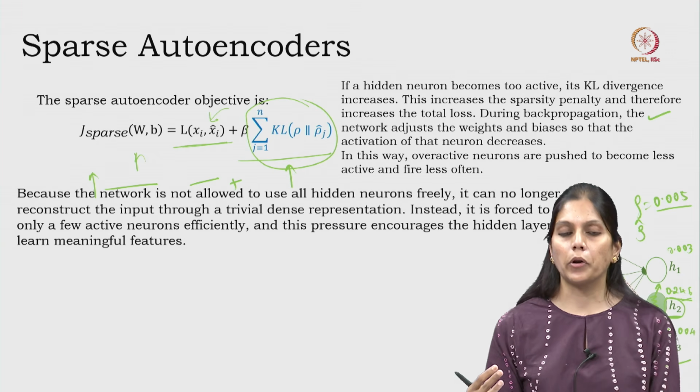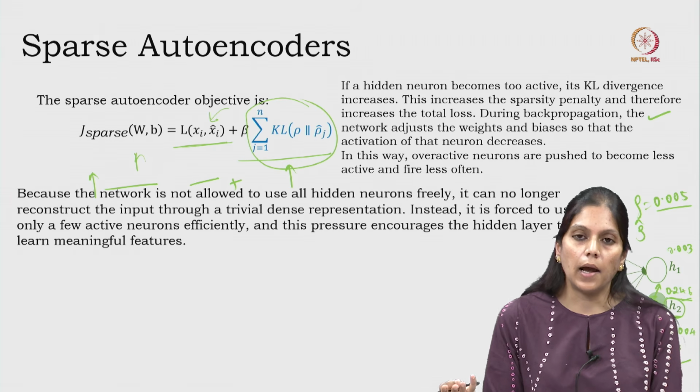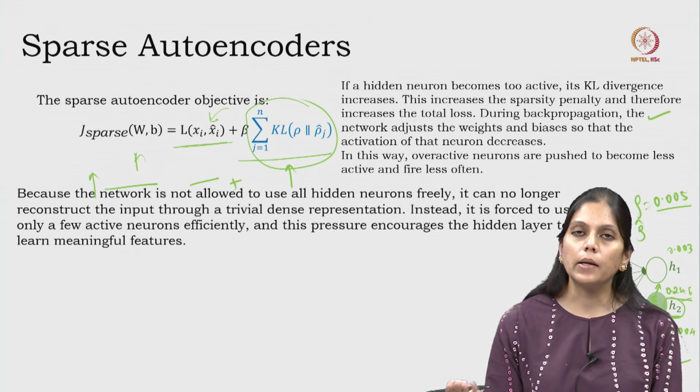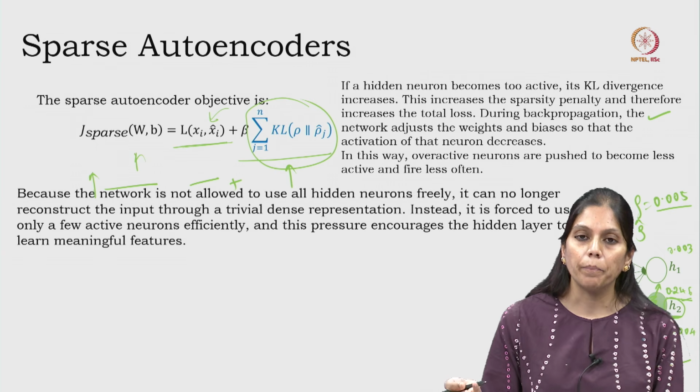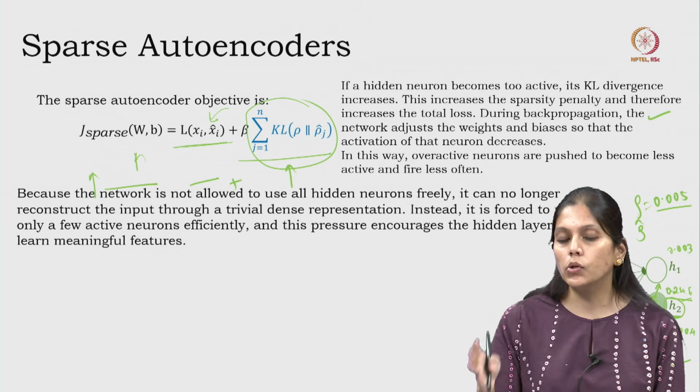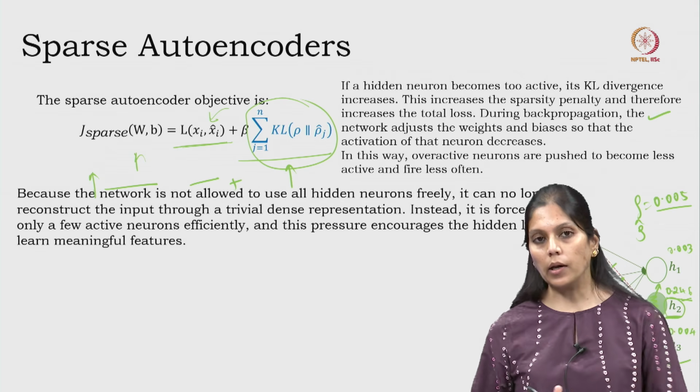When there is a constraint, it cannot just relax by copying the input to the output. It cannot, because you are not allowing it to be active. So when it is active, it has to capture the error. So that constraint leads to regularization.